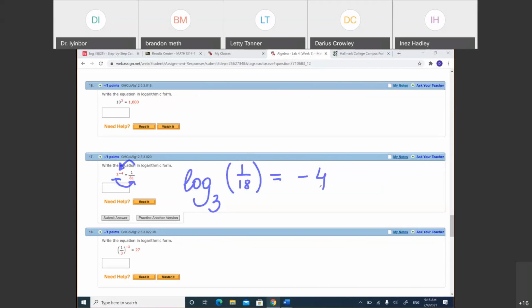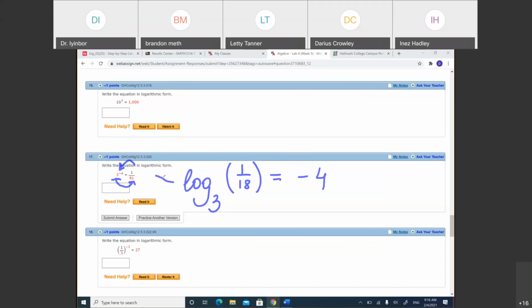So this is how you should put your answer. You need to put logarithm. The 3 has to be a little down. And then you put it like that. So I'm going to show you how to plug this in WebAssign. Everybody understand how to get the answer?